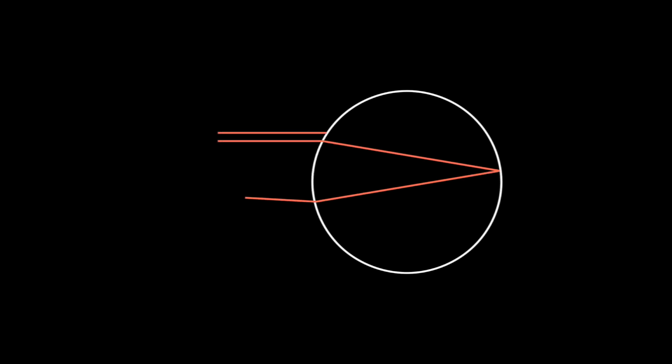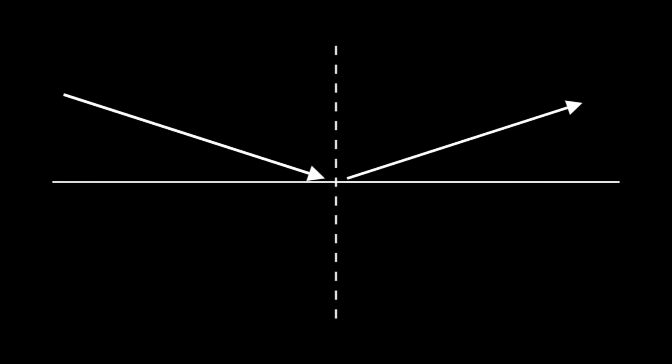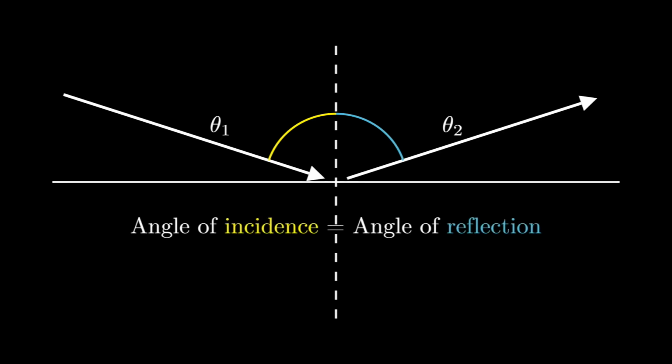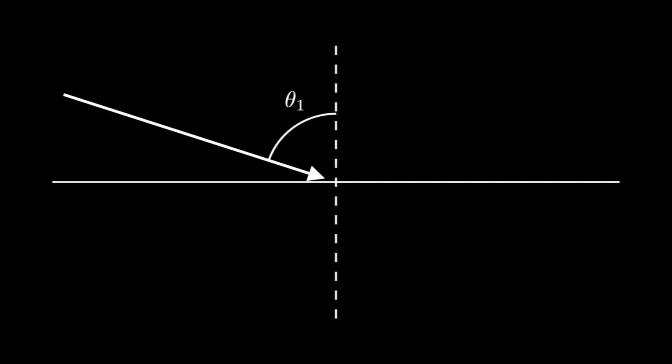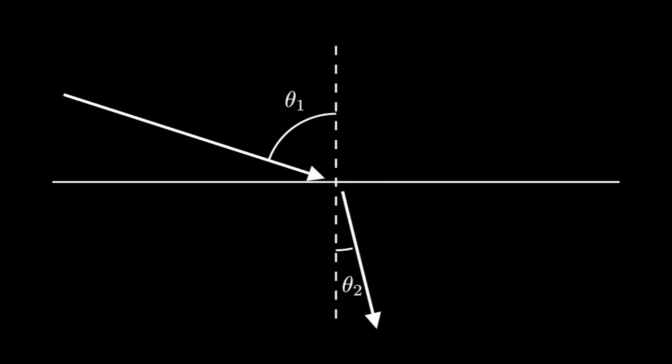But first, I need to explain a few things about how light rays interact with the environment. When light hits a surface, part of that light reflects off symmetrically, like so. Mathematically, we say that the angle of incidence, theta 1, is equal to the angle of reflection, theta 2. But for less reflective surfaces, light is not entirely reflected, and some travels beneath the surface and into the medium itself. This process is called refraction.